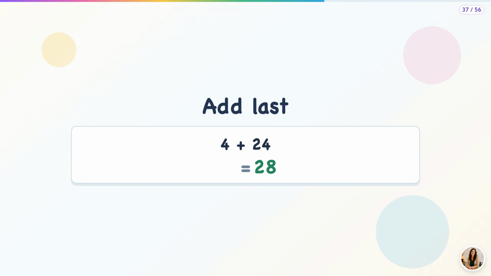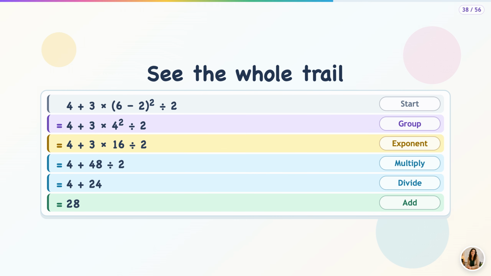If you got 28, excellent. If not, compare your work with this one change per line trail. Here is the complete challenge solution. Follow the colored labels one line at a time. Pause here if you want more time to compare every step with your own work. I will leave the board up for 3 seconds.